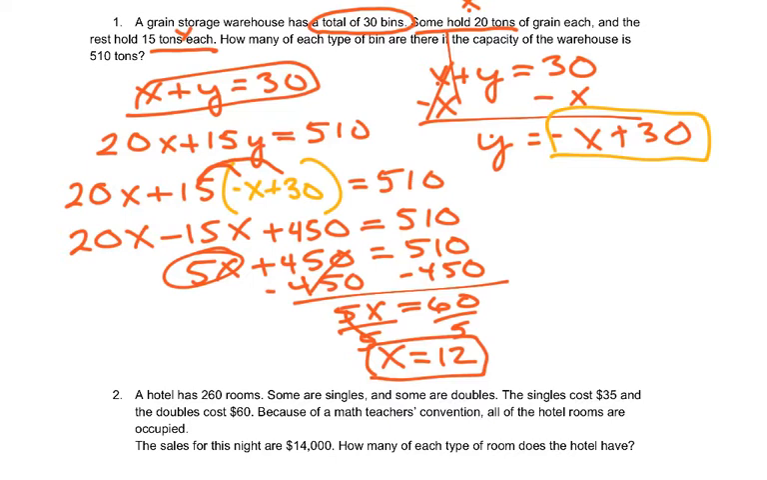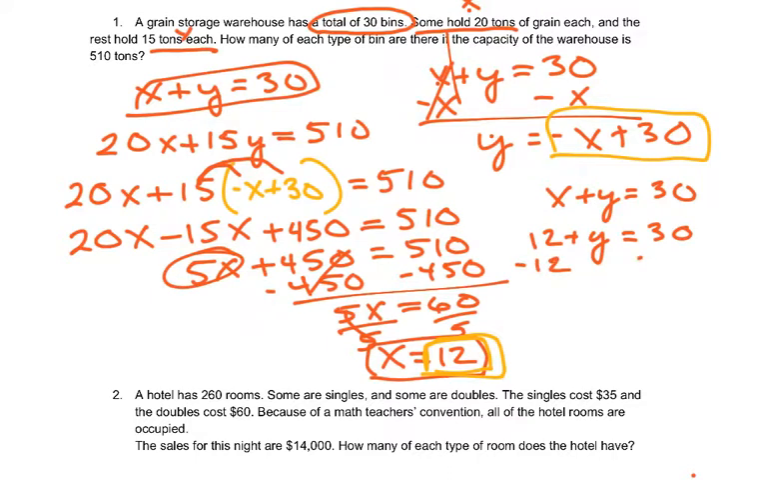Okay, so now we need to take that x equals 12, plug it back into the easier of the two equations. So x plus y equals 30 is the easier of the two. So x plus y equals 30. I'm going to take the 12 and plug it back in. So I have 12 plus y equals 30. Subtract 12 on both sides. y equals 18.